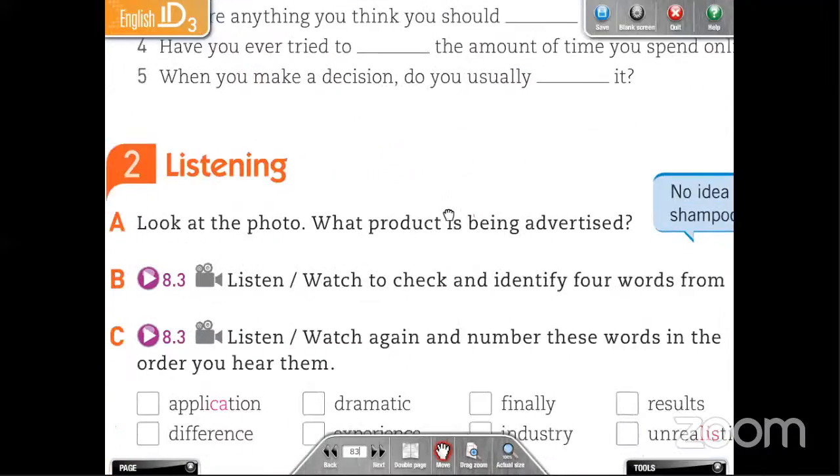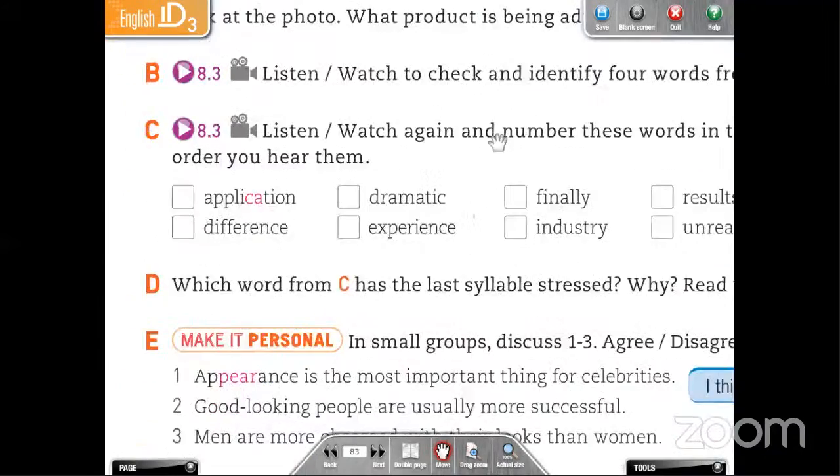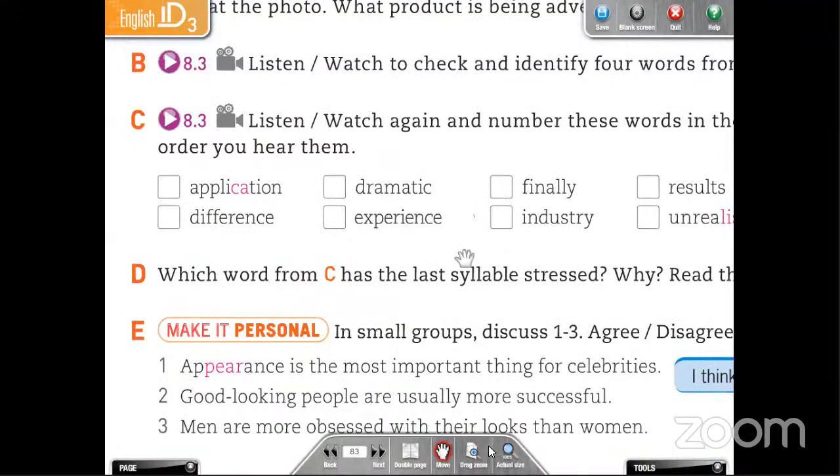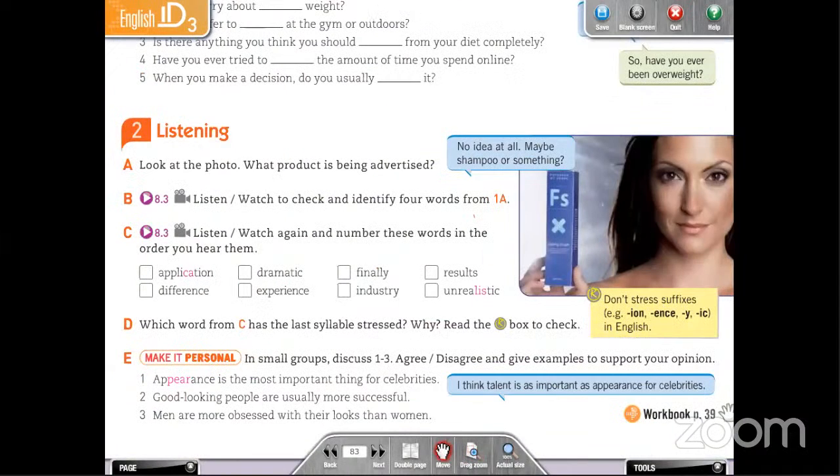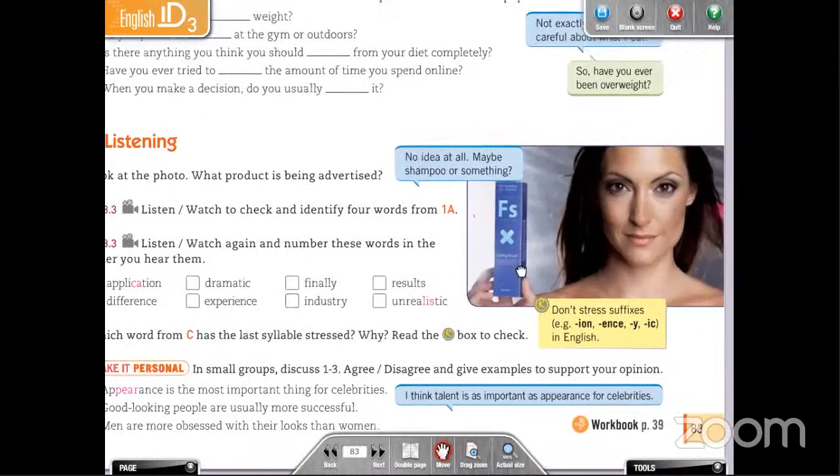Let's go finally to this listening, and with this we are going to finish. Then we are going to start with the oral test. Okay, here it says, look at the photograph that you have here. Look at the photo. And here it says, what product is being advertised? You know that advertisement is to publish something in order to attract people, right?